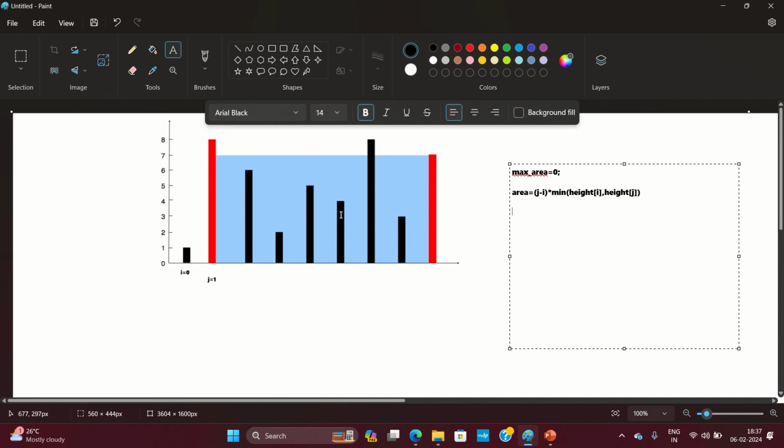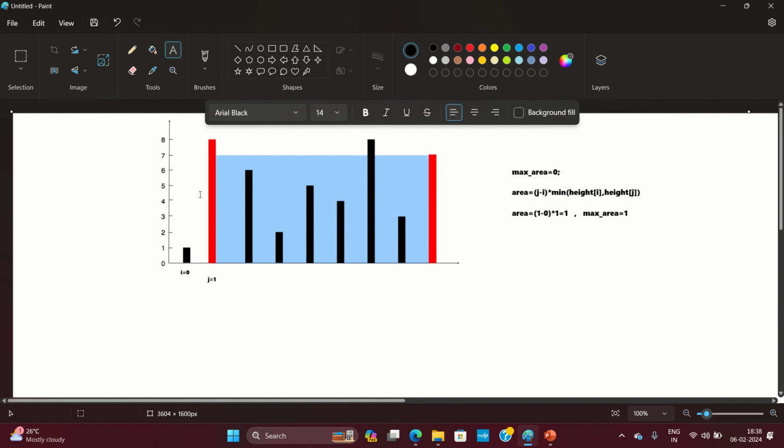So in this case, first max area, because the area becomes 1, because 1 minus 0 is 1, and into minimum of these two is 1, so area becomes 1. So is the value of area greater than the present max area? Of course it is yes. Therefore we store in max area the value of area, that is 1. Okay, fine.